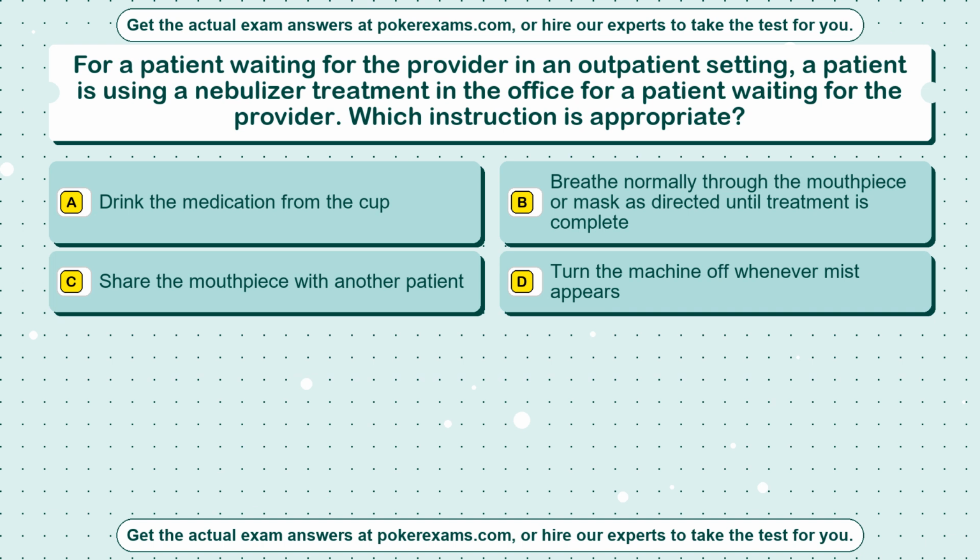Question 99. For a patient waiting for the provider in an outpatient setting, a patient is using a nebulizer treatment in the office for a patient waiting for the provider. Which instruction is appropriate? Option A, drink the medication from the cup. Option B, breathe normally through the mouthpiece or mask as directed until treatment is complete. Option C, share the mouthpiece with another patient. Option D, turn the machine off whenever mist appears.